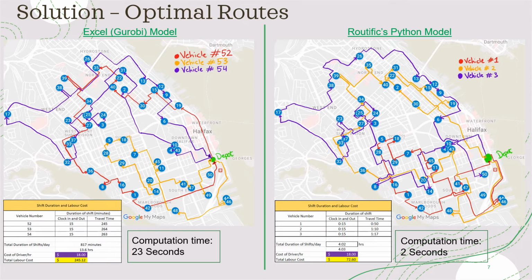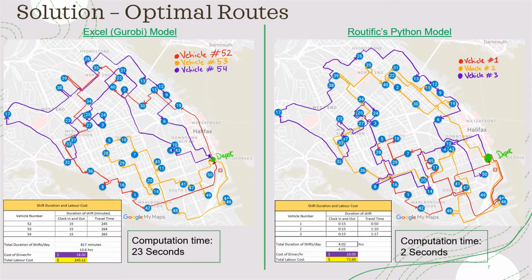For the solution of optimal routes, we've generated 2 routes for both models. The first one on the left side, the Excel model, ran for 23 seconds of computational time to generate the optimal route at about a 5% gap or 5% tolerance level, and it scheduled about 13.6 hours for all 3 drivers with a total labor cost of $245. On the other side, the Routific Python model took only 2 seconds to compute, where it scheduled about 4 hours for all 3 drivers with a total labor cost of $72.6.